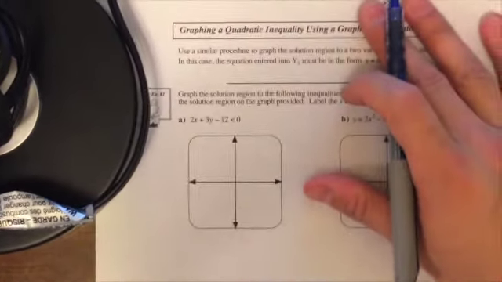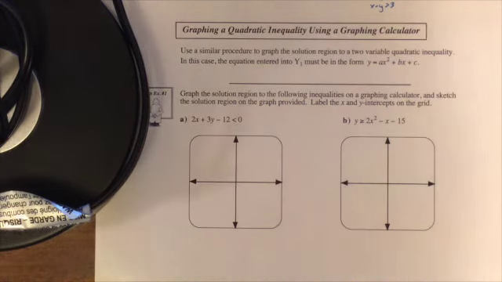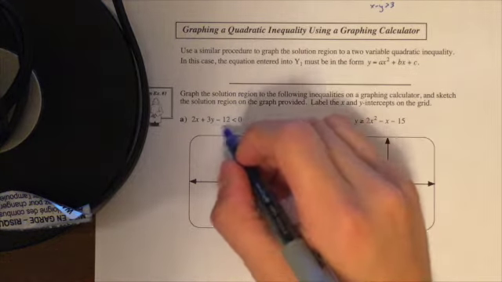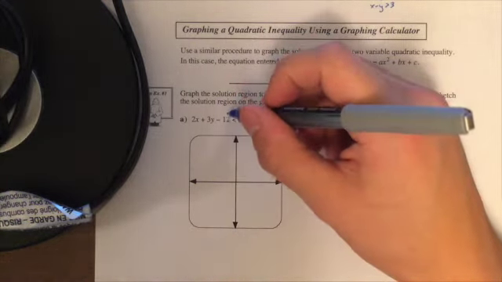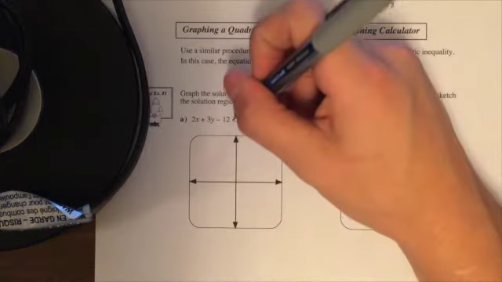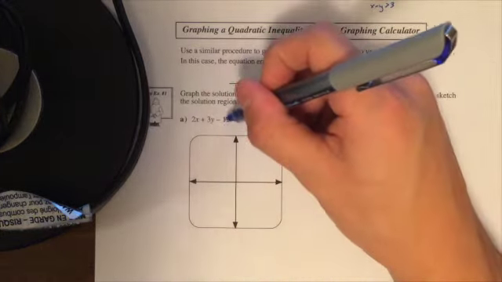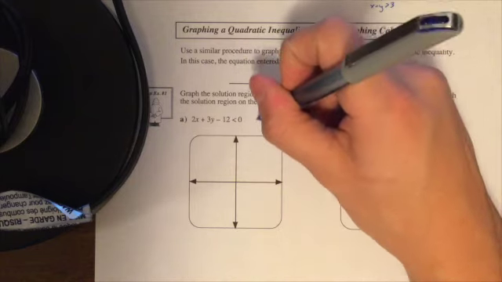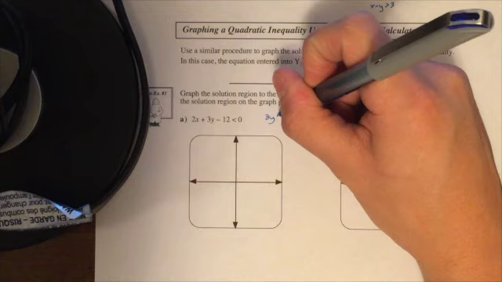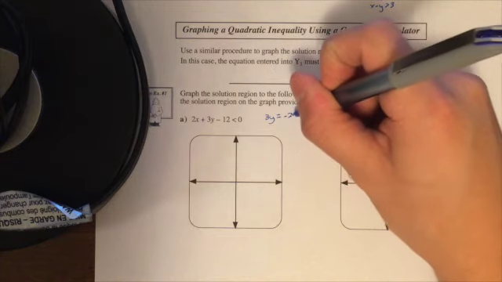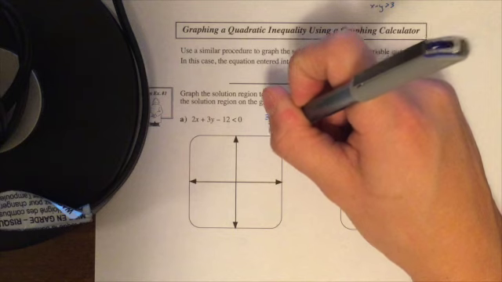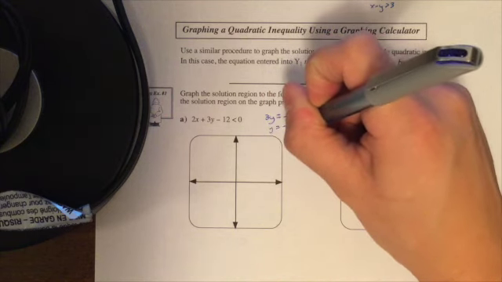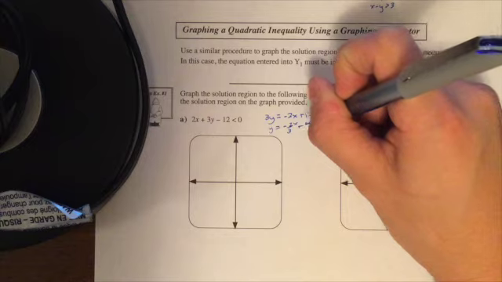Let's try these two cases down here. Graph the solution region to the following inequalities on a graphing calculator, and then sketch the solution region on the graph provided. Label the x and y intercepts on the grid. The first thing we need to do is rearrange this equation so it's in the form y equals mx plus b. Once we do that, we're left with 3y is equal to negative 2x plus 12. Divide by 3, and we'll have y equals negative 2/3 x plus 4.